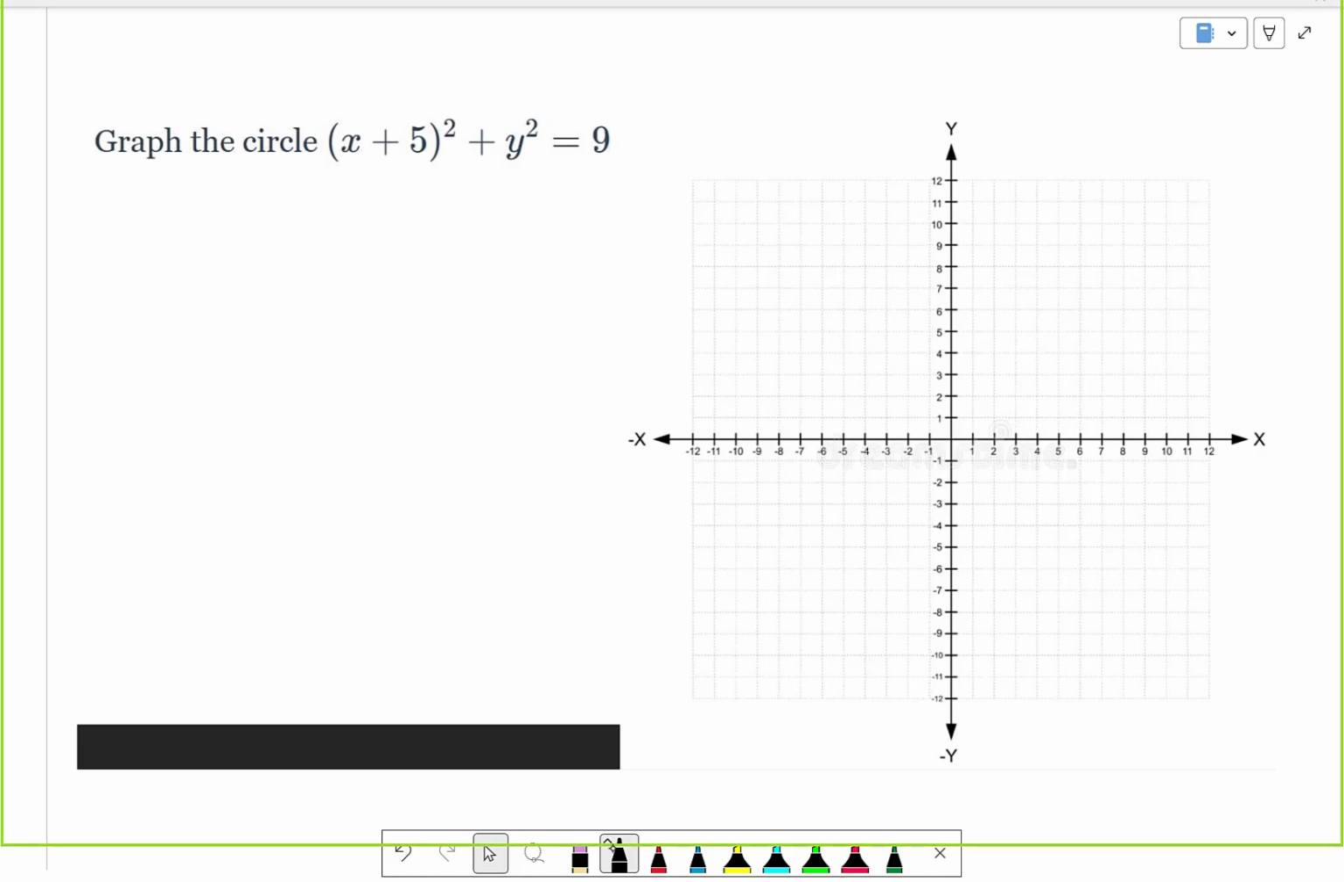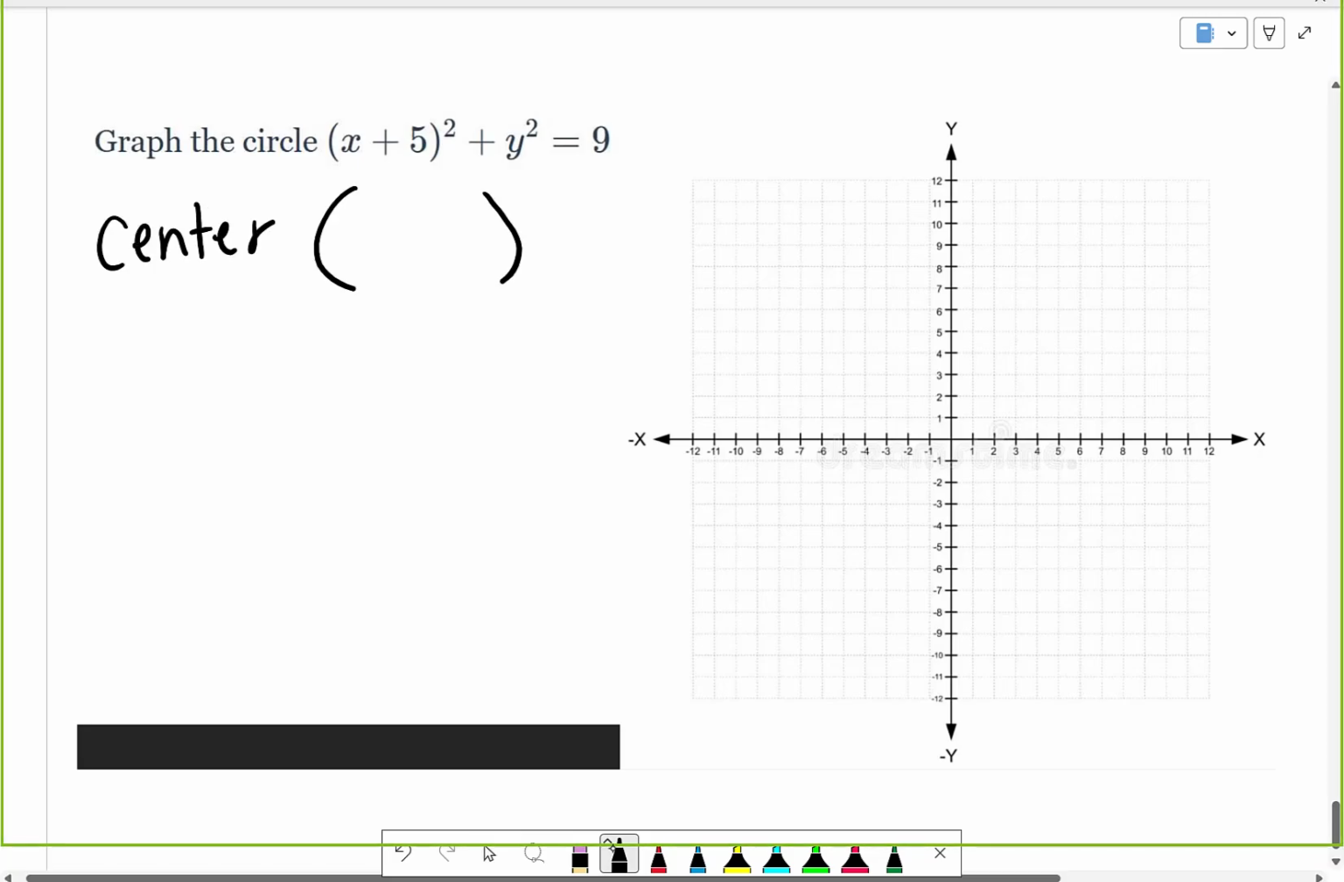So first is the center. So remember, we changed the sign. So if it's +5, it's going to become -5. And then with y, there's no number, which means it's 0.